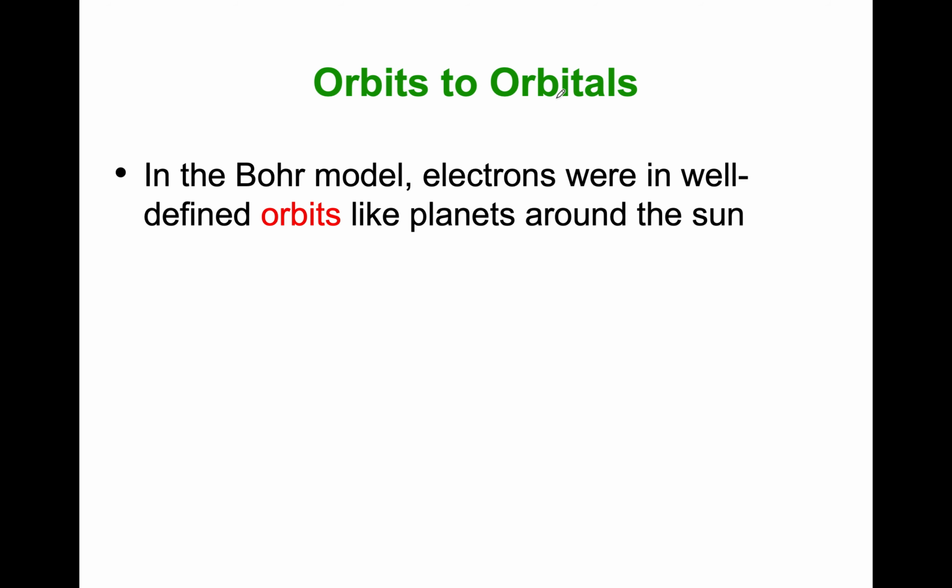So that is an orbital. This is very different than an orbit. Remember, with a nucleus and an orbit, you can say there's the electron right there. It's going to rotate around, and we can predict where it's going to be.